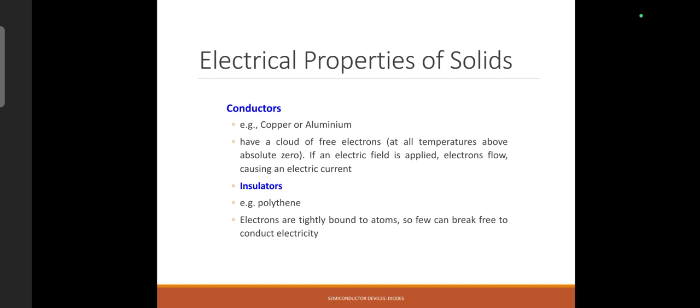Electrical properties of solids. Before learning about diodes, we need to understand the electrical properties of different materials. Materials are mainly classified into conductors, semiconductors and insulators. Conductors such as copper and aluminum contain a large number of free electrons. These electrons move freely when a voltage is applied, producing electric current. Insulators such as rubber and polyethylene have electrons that are tightly bound to their atoms. Therefore, they do not allow current to flow easily. Semiconductors have properties that lie between conductors and insulators. Their conductivity can be controlled, making them suitable for electronic devices.